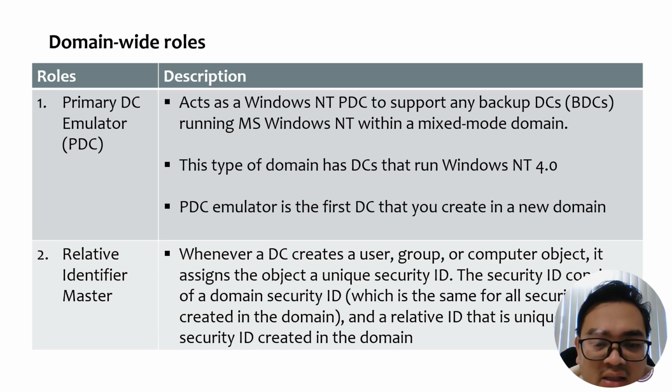Relative identifier master: whenever the DC creates a user, group or computer object, the object is assigned a unique security ID. The security ID also includes the domain security ID, which is common to all security IDs created in the domain, and the relative ID, which is a unique ID created by the domain.